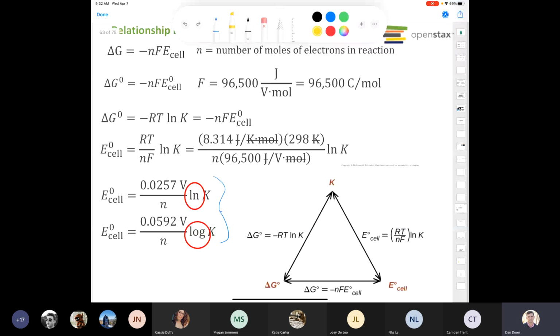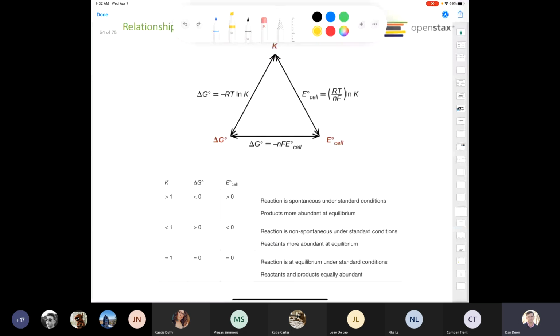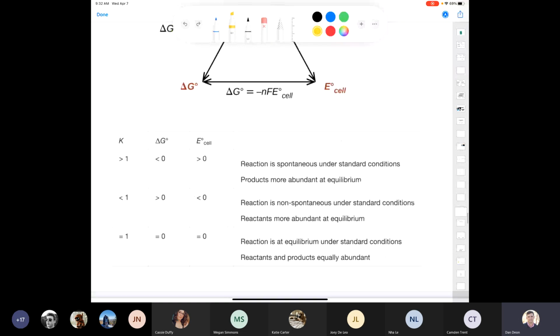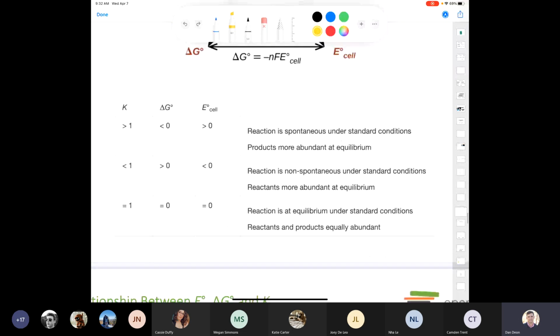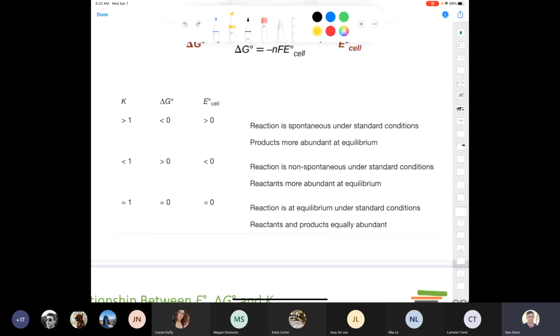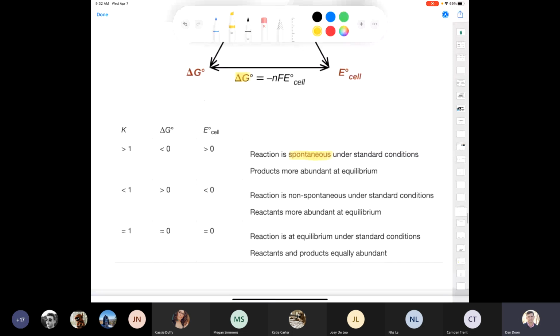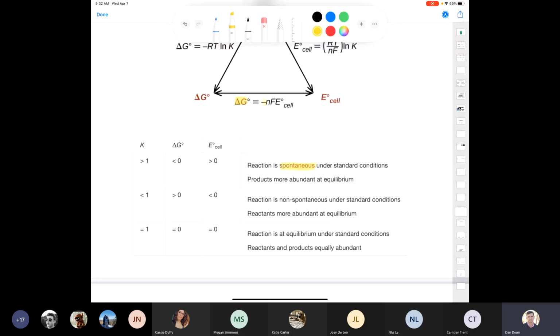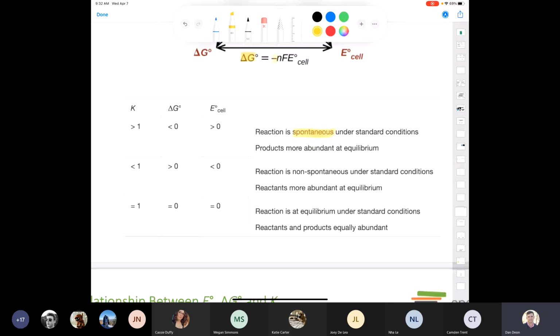But again, we see that now we can draw a relationship between equilibrium constant, standard cell potential, and standard free energy change. If we look at the values for delta G, standard cell potential, and equilibrium constant, I have them summarized in this table here. If our delta G is less than 0, we know that we've got a spontaneous reaction. But since delta G is equal to the negative of N times F times the standard cell potential, that means that the standard cell potential is going to be a positive number. And of course, our K would be greater than 1.